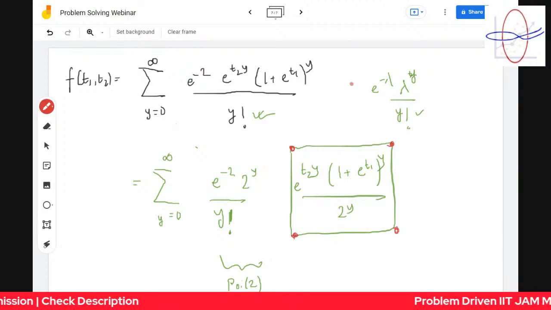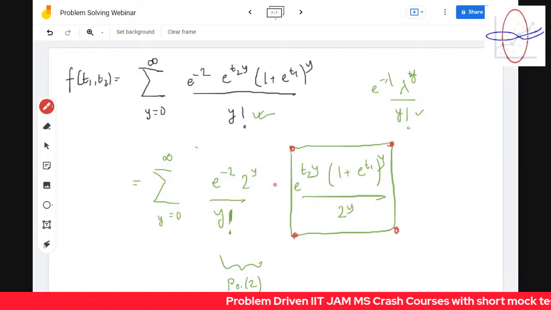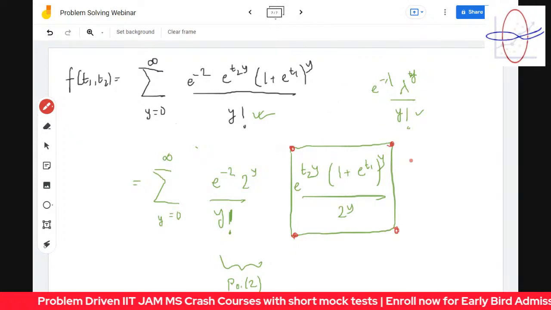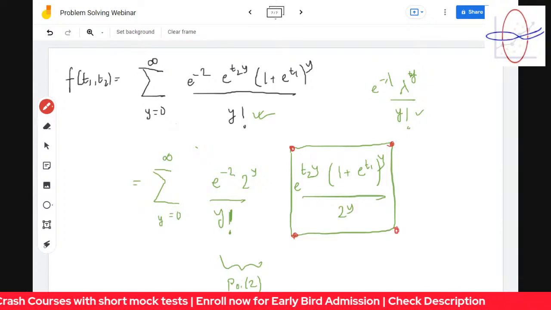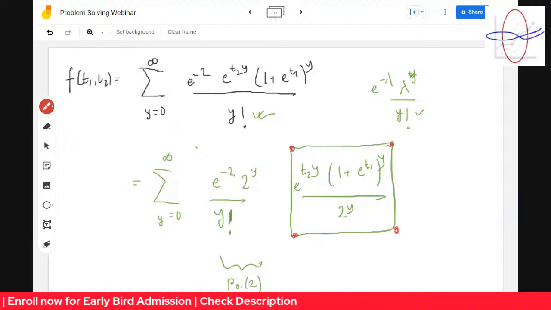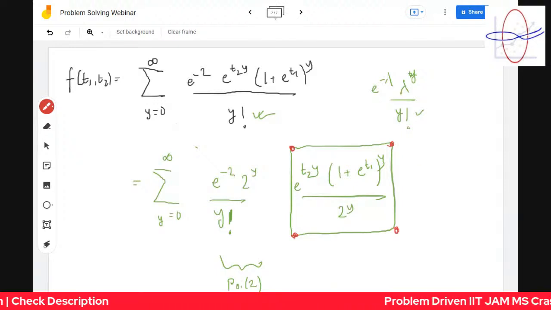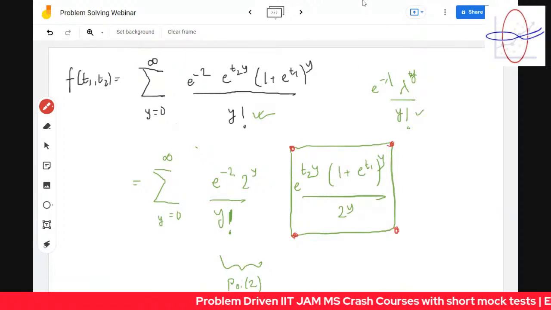Okay, so now how will you tackle this part? This is our already got Poisson 2. So how will you tackle the rest of the part? Any ideas? I think I have done the calculation. So how do you tackle this part now? Any ideas?